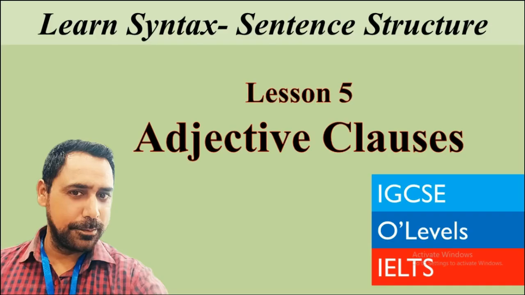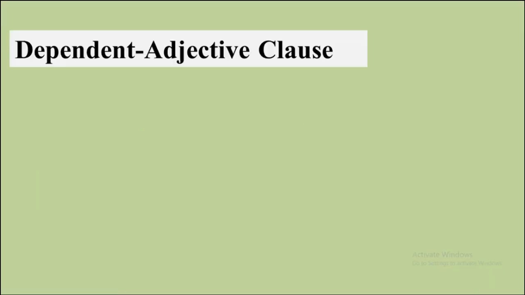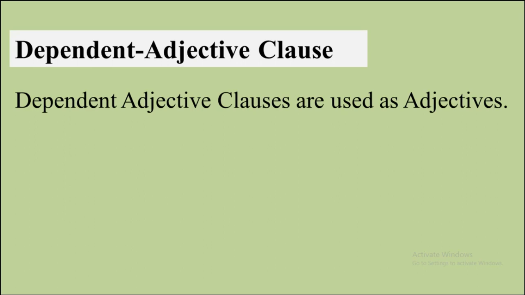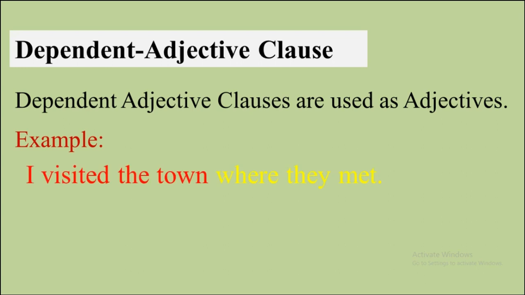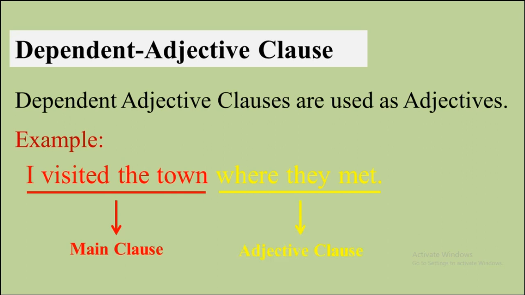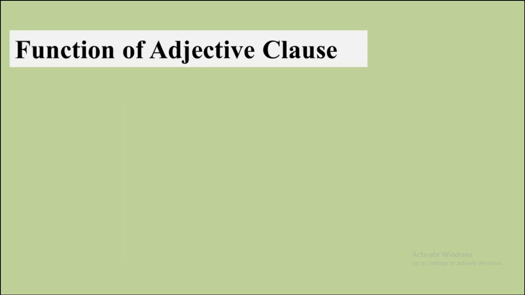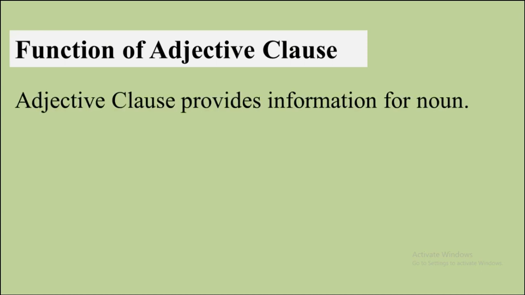Lesson 5. Adjective clauses. Dependent adjective clause. Dependent adjective clauses are used as adjectives. Example: I visited the town where they met. I visited the town, it's the main clause. Where they met, it's an adjective clause as it gives more information about the town. Function of adjective clause: adjective clause provides information for a noun.